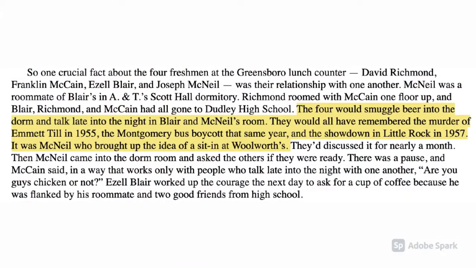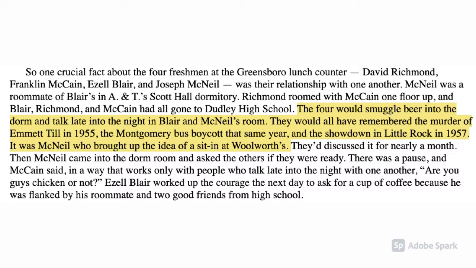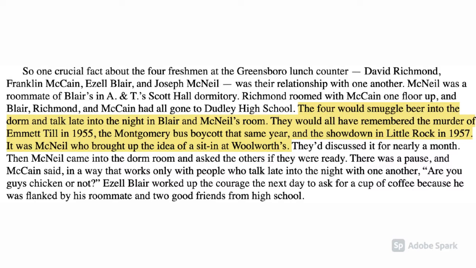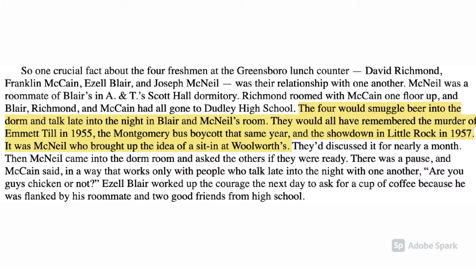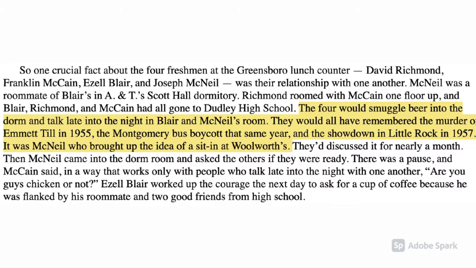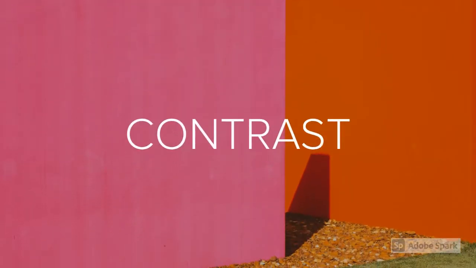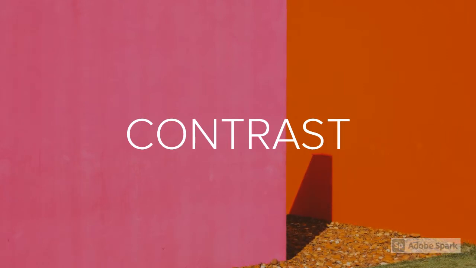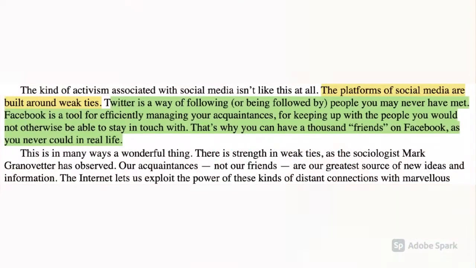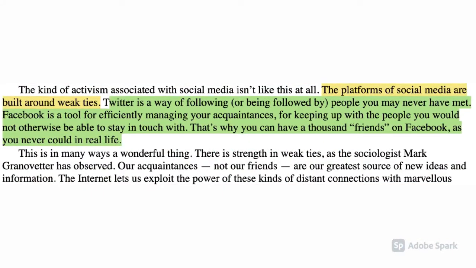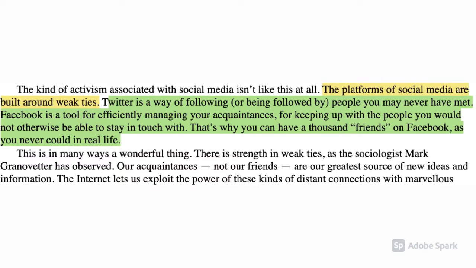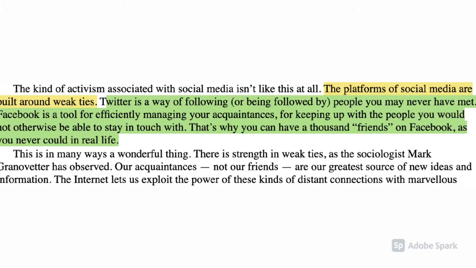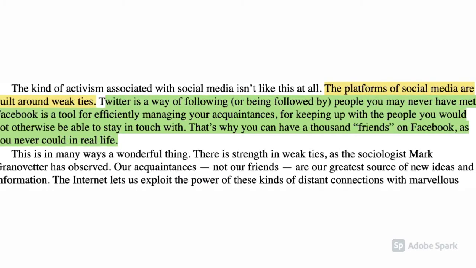As part of his definition example pattern, Gladwell returns to his initial anecdote and tells us that the organizers of the Greensboro lunch counter sit-in were the best of friends, and thus demonstrated a kind of strong tie activism. The essay then contrasts this kind of activism with weak tie activism, that which Gladwell believes social media is part of. In paragraph 15, Gladwell introduces the term weak tie activism and explains that social media activism is a kind of weak tie organizing because it doesn't require deep relationships.